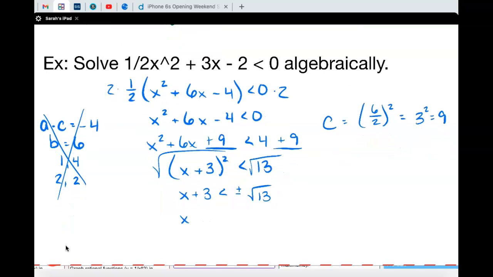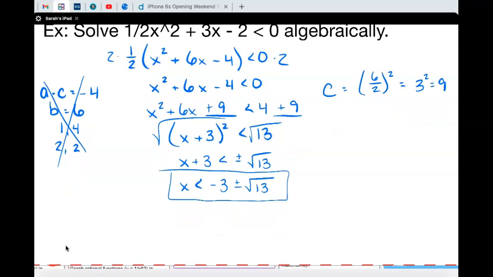x is almost by itself. Let's move 3 to the other side. So you have x is negative 3 plus or minus the square root of 13. Negative 3 and the square root of 13 can't be combined, they're not like terms. So technically, this is my solution right here. We still want to do the whole number line thing.